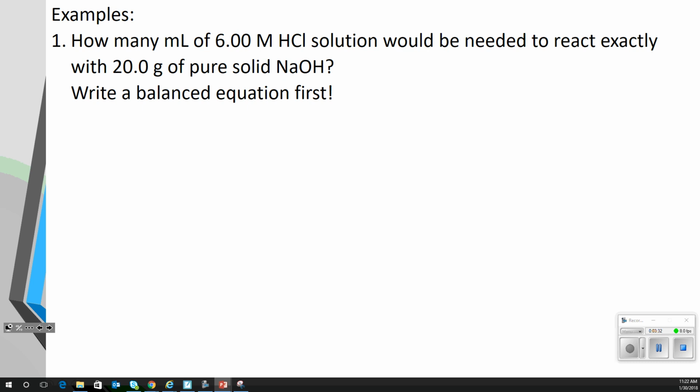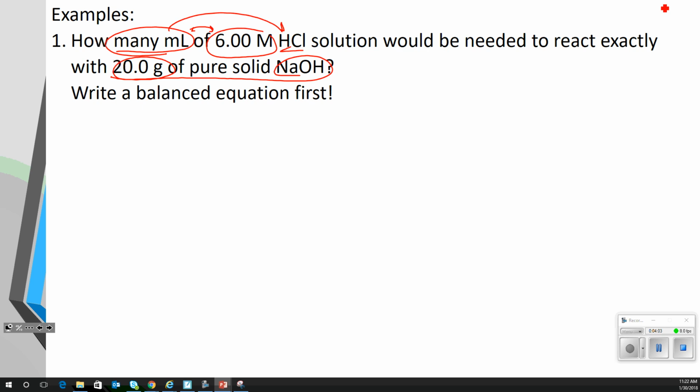So here's our first equation. Again, I like to pull things out, know what I have, circle it, whatever you want to do. So how many milliliters? I'm looking for milliliters of HCl. I have this concentration of HCl. So these two are hooked together, the same compound. Okay? Would need to be reacted exactly with 20 grams of NaOH. Throwing my pen, sorry, caught my dress.